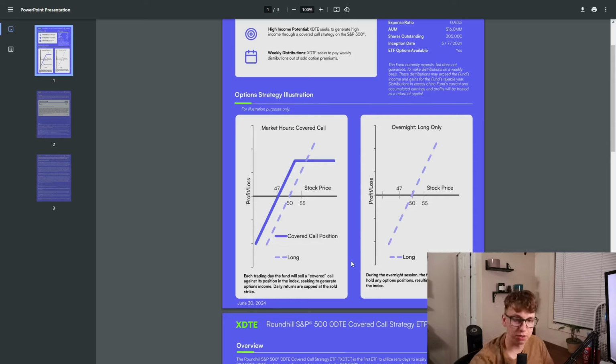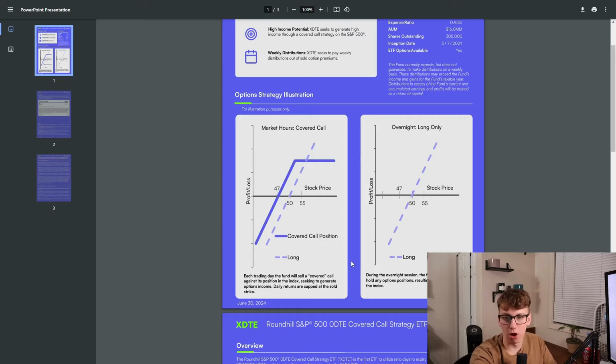Each trading day, the fund will sell a covered call against its position in the index, seeking to generate options income. Daily returns are capped at the sold strike. So if you're selling a strike at $50 and the S&P goes to 52, you are only capped at making that $50 a share. You will not get the extra two, and that's kind of the fear with this.